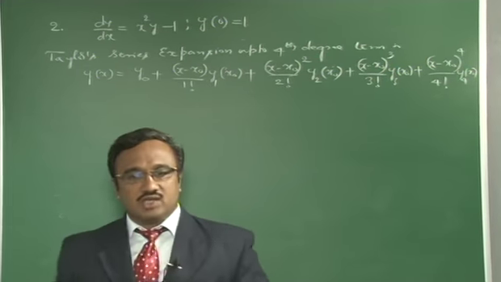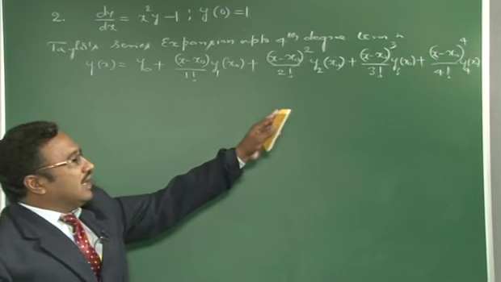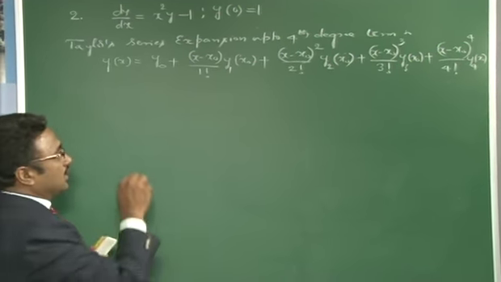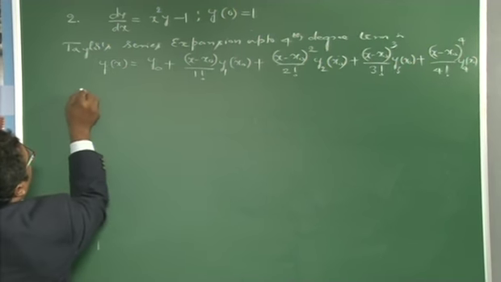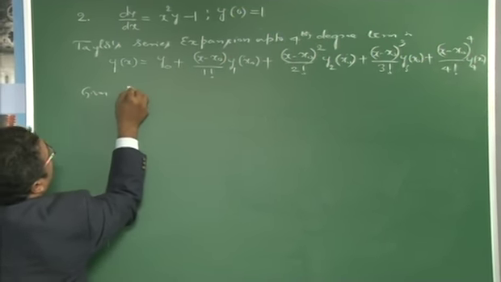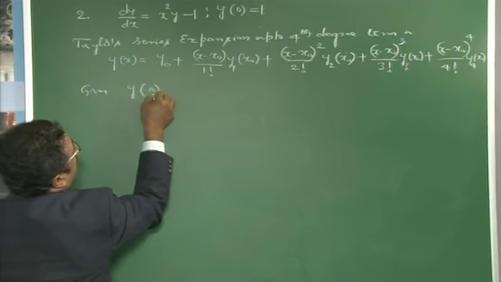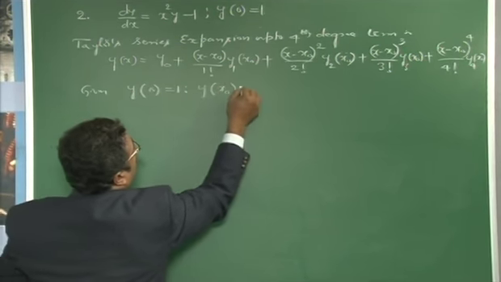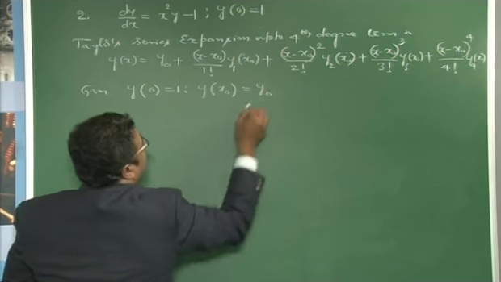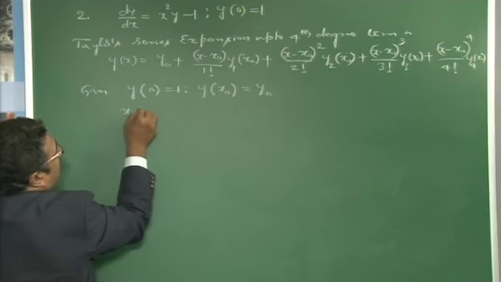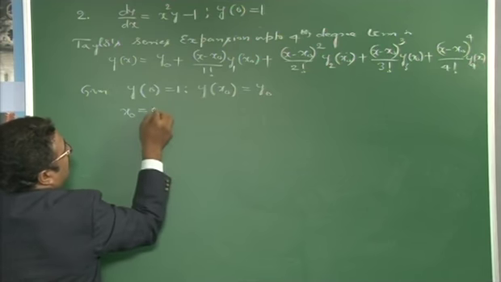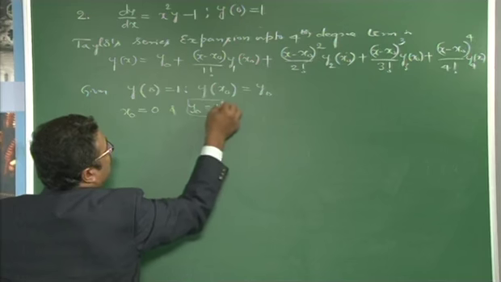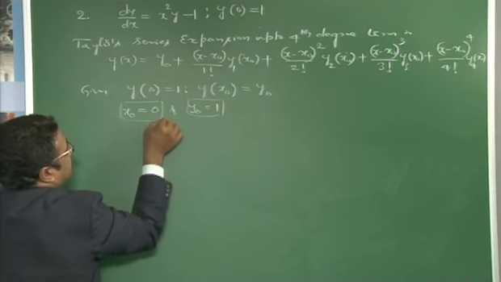So in your syllabus they mention only how to extract the derivative up to 4th order. So given, again use the initial condition y of 0 equal to 1. Now compare this, y of x naught equal to y naught. Again from this problem x naught equal to 0 and y naught equal to 1. These two are the initial conditions.